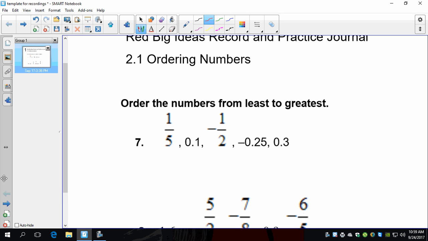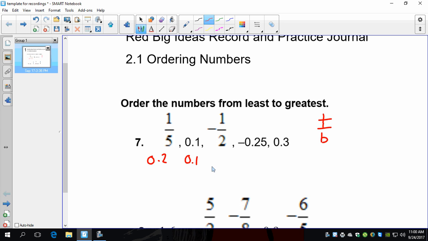A couple things here to consider. One, when we're ordering numbers, if we have fractions, we want to make sure we do the top divided by the bottom. Students will be able to use calculators on this, and some students will actually know just through experience that if you do 1 divided by 5, you're going to get 0.2. So I'm just going to write the decimal underneath the fraction. This one's going to stay the same. It's still 0.1.